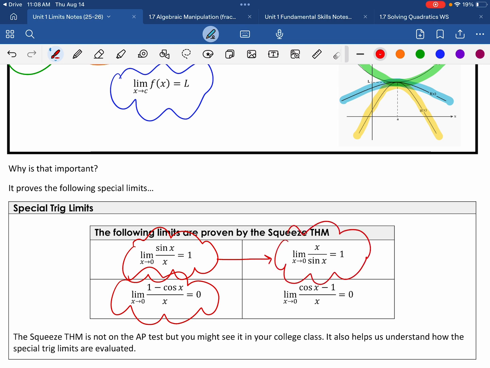It does not matter if the sine is on top or bottom, so I did put both of them on there. It could be sine x over x, or it could be x over sine x. And for the cosine, it doesn't matter if it's 1 minus cosine or cosine minus 1. All right, so both of those work.